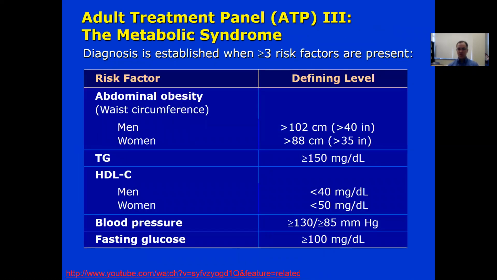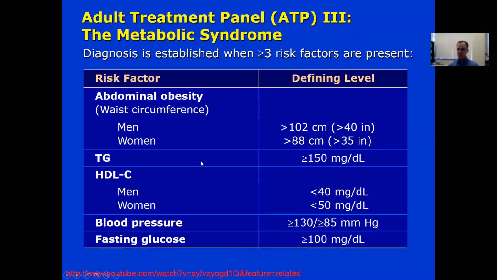Here are the characteristics of the metabolic syndrome. You need to have 3 of the following 5 risk factors to be considered to have the metabolic syndrome. Abdominal obesity in men greater than 40 inches, women greater than 35 inches. Triglycerides that are equal to or above 150. HDLs that are less than 40 in men and less than 50 in women. Blood pressure, which is greater than or equal to 130 over 85. And then the fasting glucose greater than or equal to 100 milligrams per deciliter.